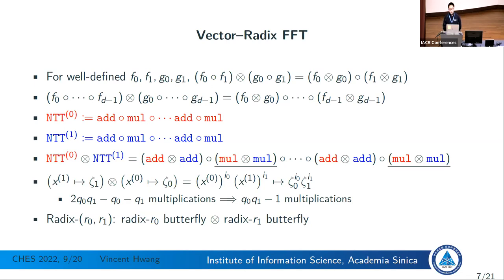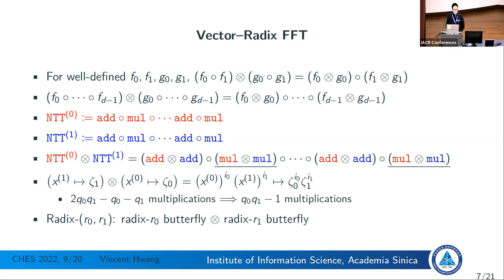And we claim that the tensor product of multiplication stages can be computed in a much cheaper way. The observation is that for the same entry in a tensor product of multiplication stages, there are several coefficients such that there are multiple twiddle factors to be multiplied. So if we multiply the twiddle factors first, then we save multiplications. After some calculations, you'll find that the number of multiplications is reduced from 2 × Q0 − Q1 to Q0 − Q1 − 1.